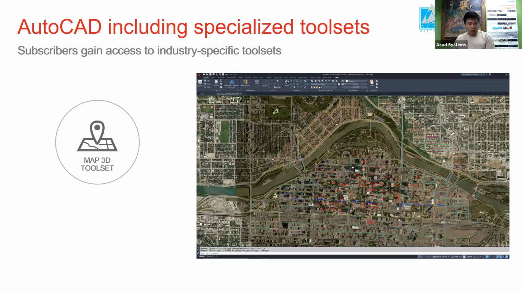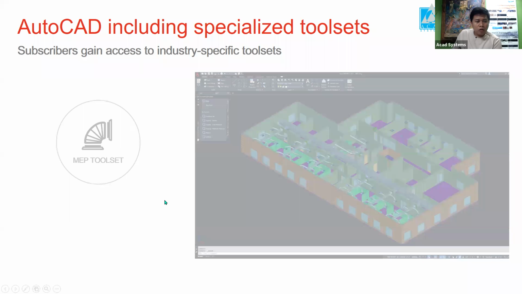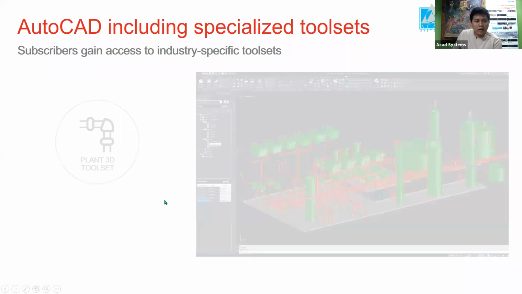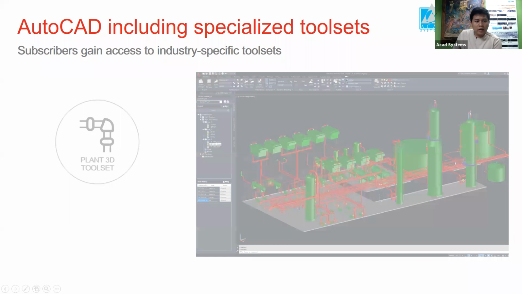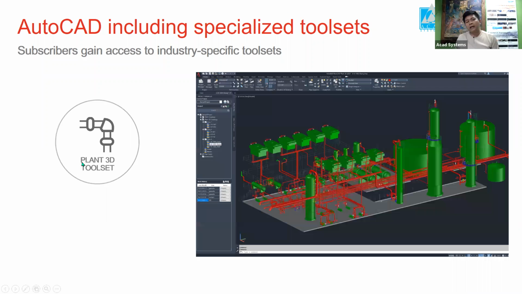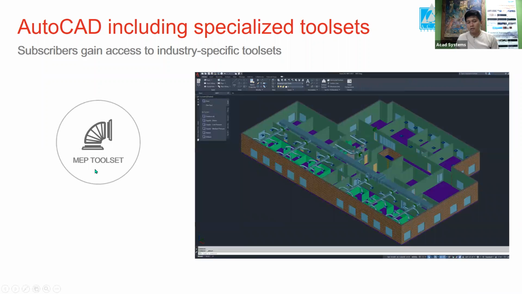Instead of Civil 3D, you can also use AutoCAD Map 3D to view the 3D topo. All right, so this one we call it MEP. MEP stands for mechanical, electrical, and plumbing toolset. Mechanical covers HVAC work, electrical you can do ducting and cable tray, and plumbing you can do any piping to your building.